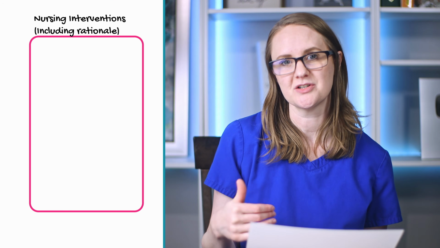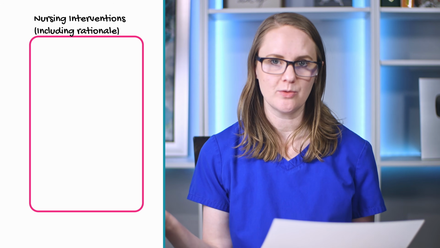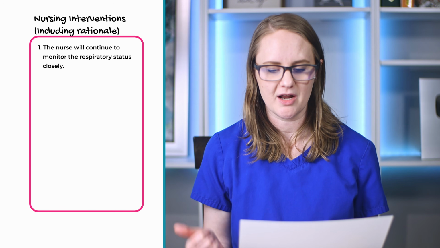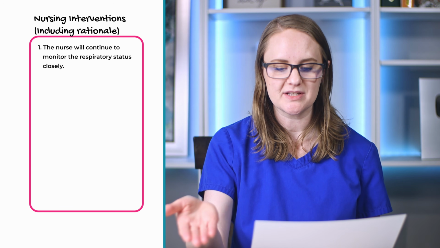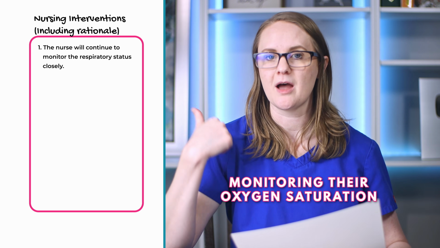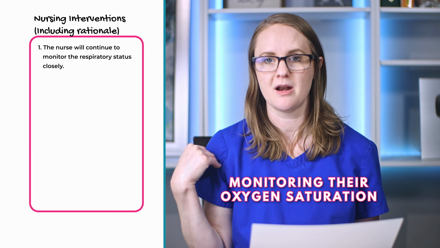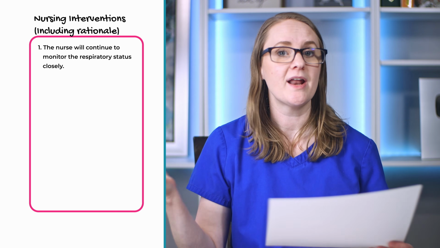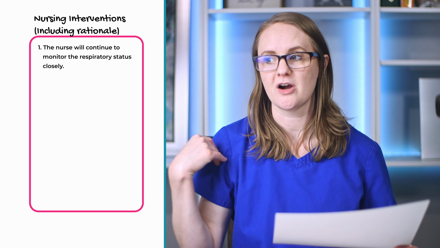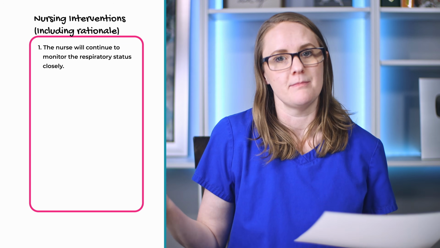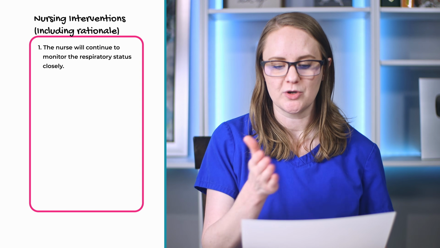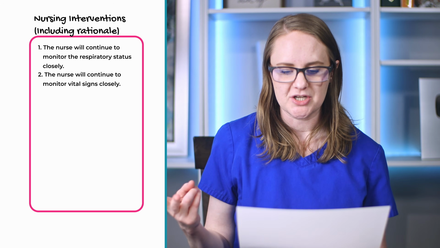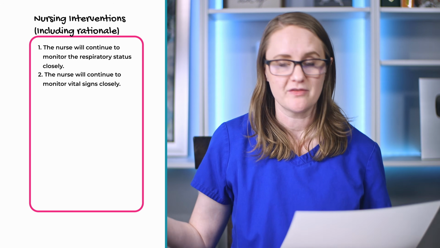Okay? So now here in the nursing interventions column, some possible ones that you might use could be something like the nurse will continue to monitor the respiratory status closely. Now you could say monitoring their oxygen saturation, monitoring their ABGs if that's what you're doing, things like that, whatever that you've got the patient on. If they're on a peak flow meter or something, you could say the nurse will monitor their peak flow, okay? Number 2, the nurse will continue to monitor their vital signs.